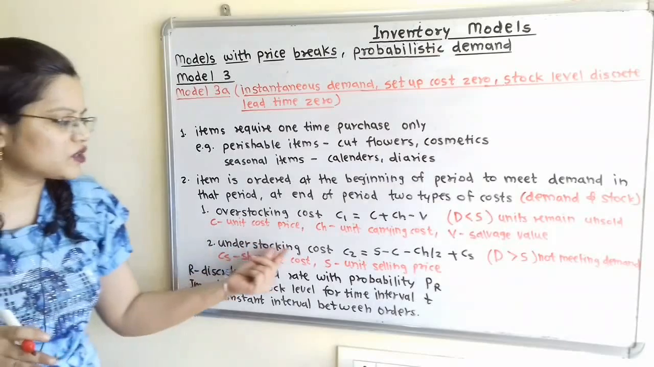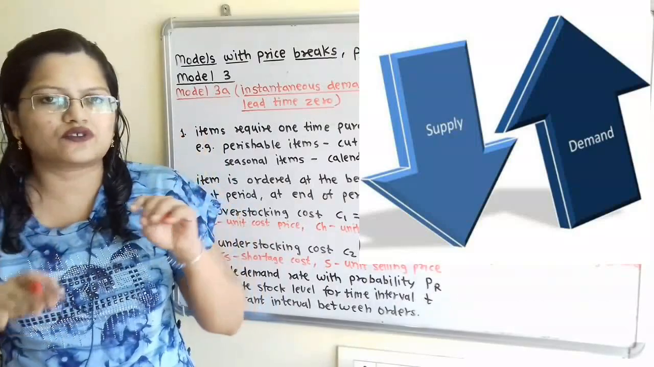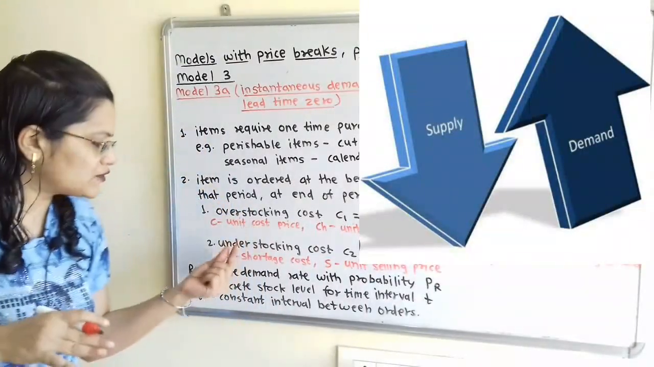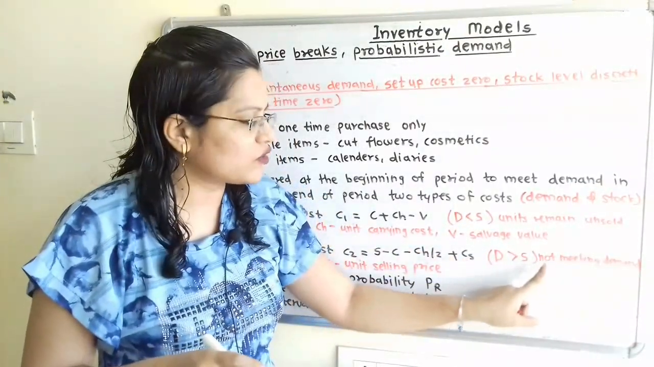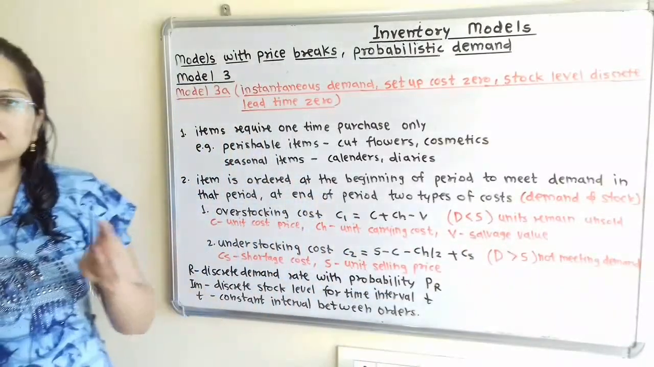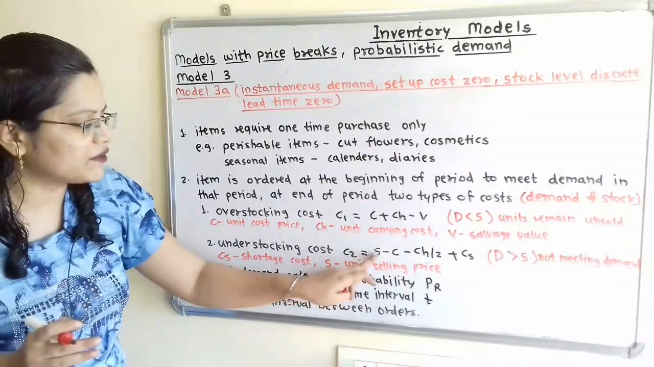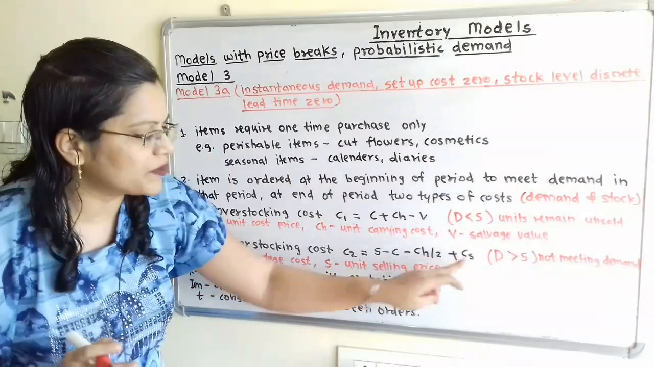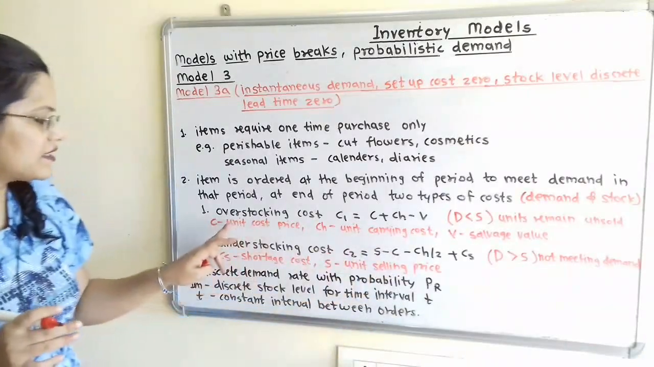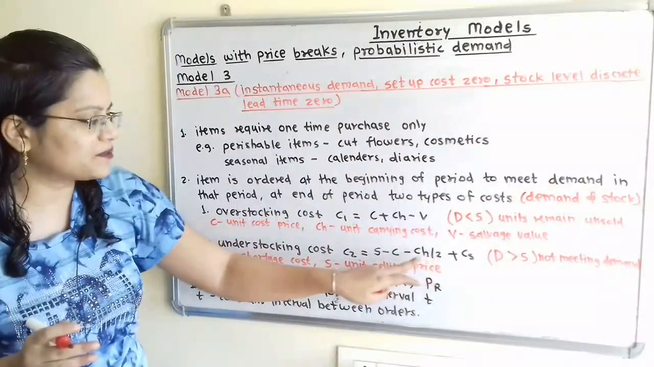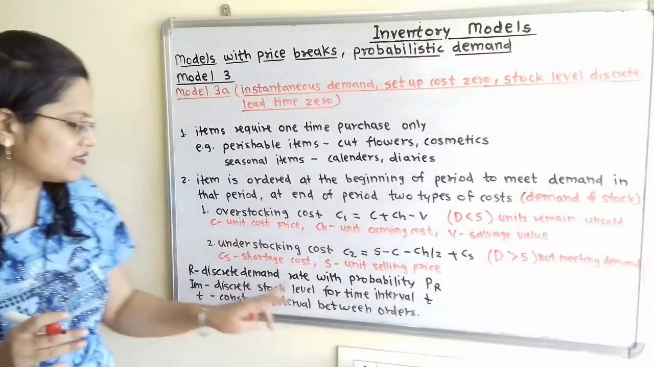Then understocking cost. This cost is applicable when demand is more than stock. Here stock is less, and that's why we use the word understocking cost. So not meeting the demand, shortage is occurring. This cost we can calculate as C2 is equal to S minus C minus CH by 2 plus CS. What is this S? S is the unit selling price, minus C, that is unit cost price, minus CH by 2, where CH is the unit carrying cost or holding cost, plus CS, where CS is the shortage cost.